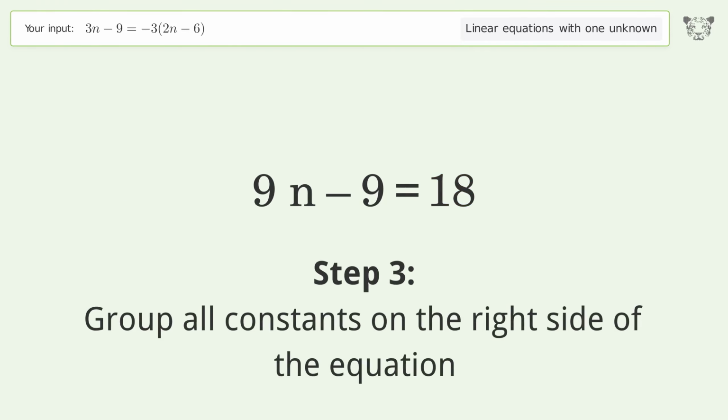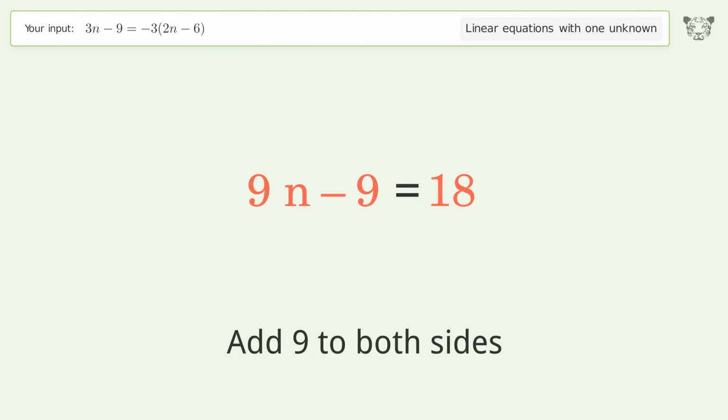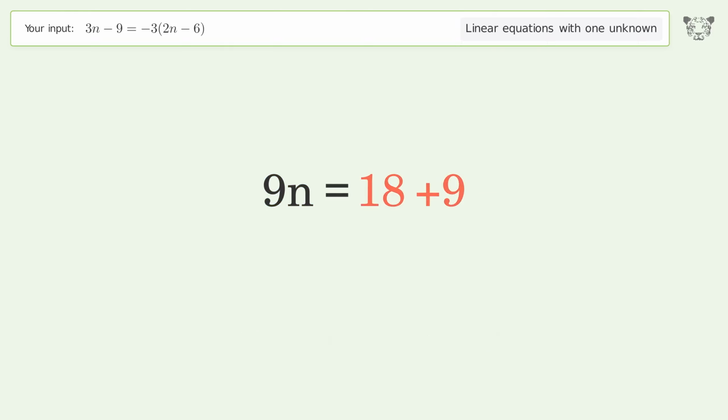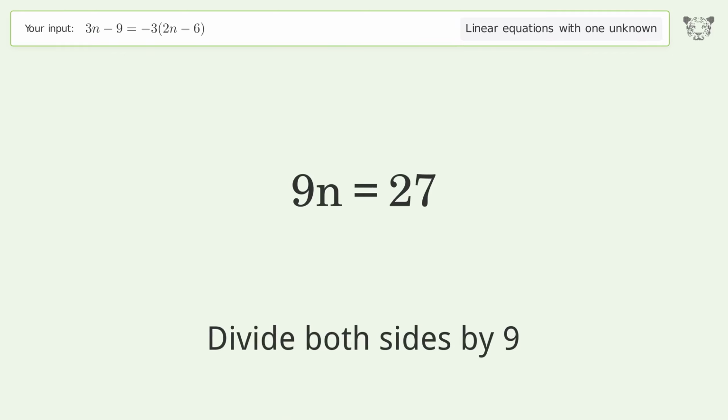Group all constants on the right side of the equation. Add 9 to both sides. Simplify the arithmetic. Isolate the n. Divide both sides by 9.